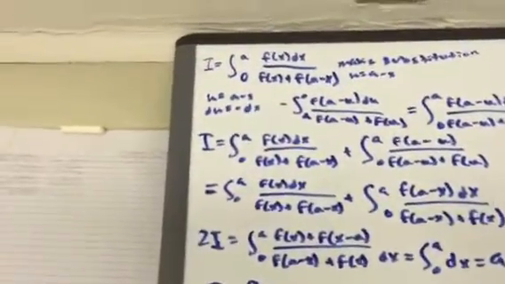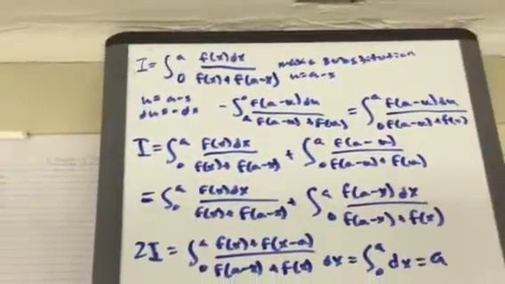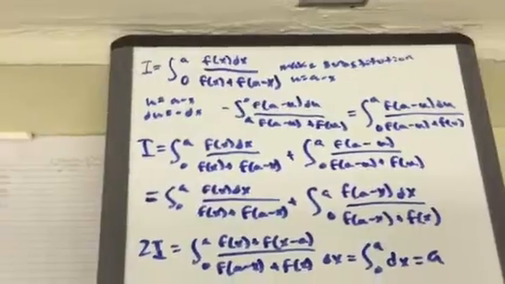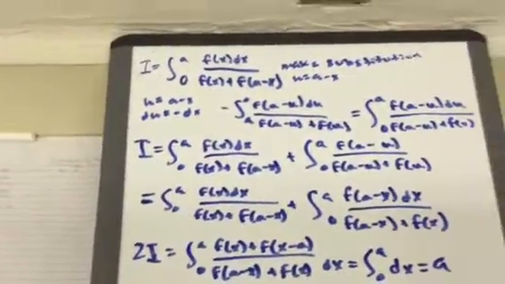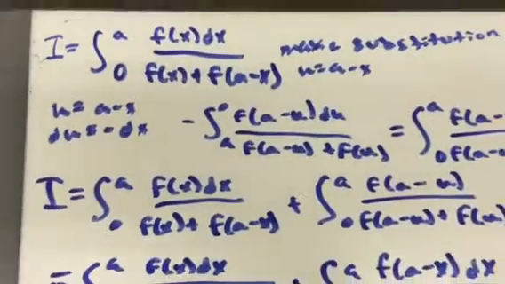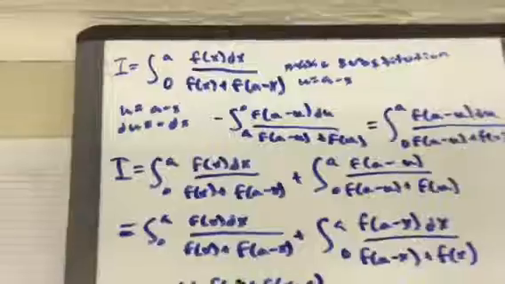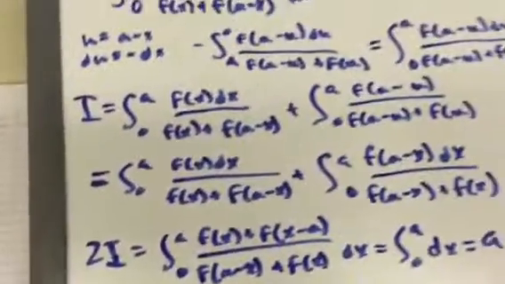Now, in this problem, we are given the value I equals the integral of f of x dx over f of x plus f of a minus x, bounded from 0 to a, and we were asked to make a substitution of u equals a minus x and then add it back to the original I. So let's just jump right into it.